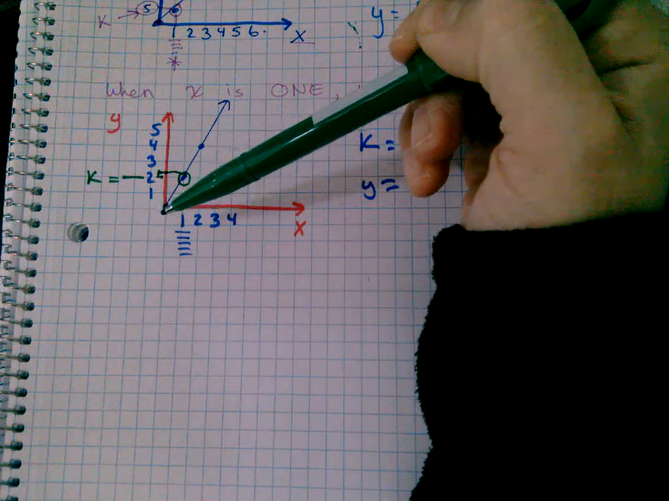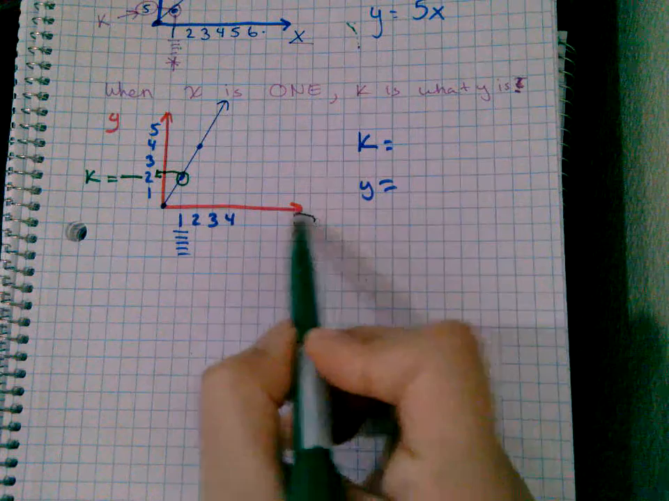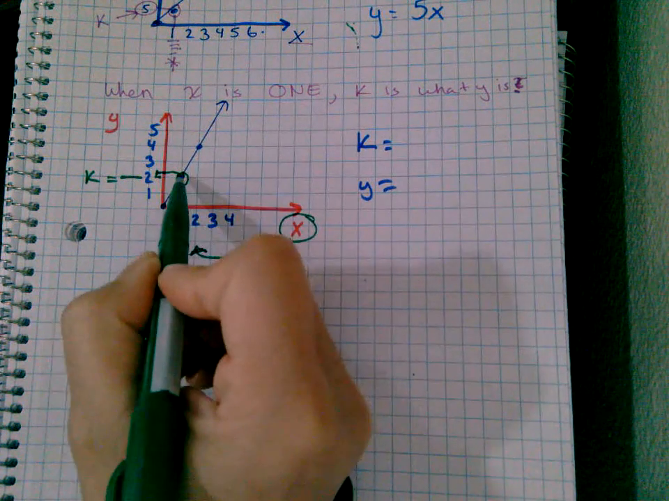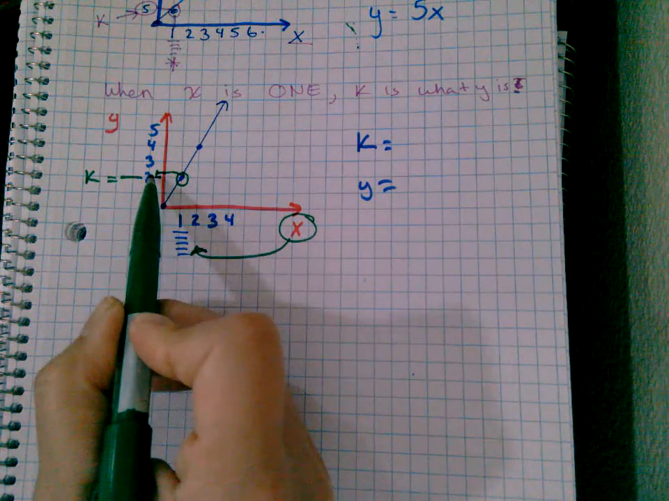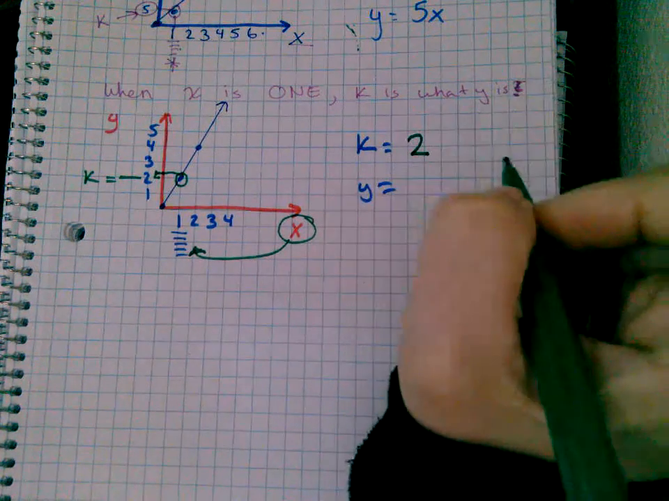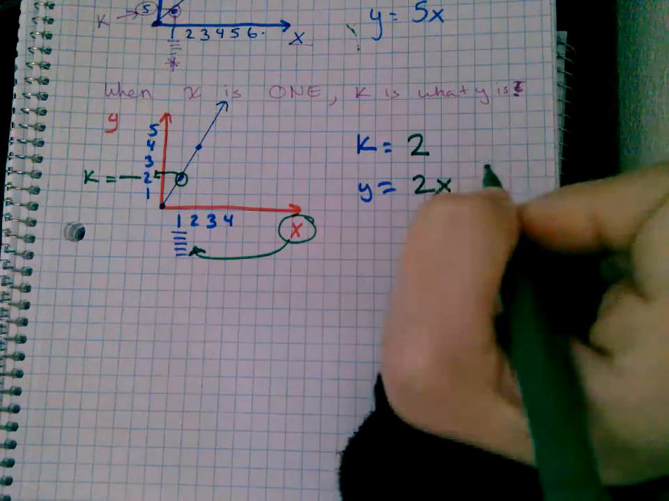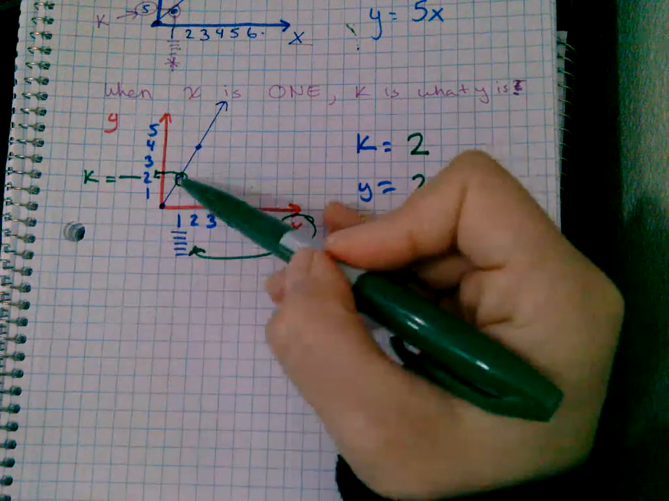So don't look for 1 on your x. When x is 1, you go up to where the dot is. There's no dot right there. It skips it. It goes up to the 2. So therefore, k is actually 2. And your equation is y equals 2x.